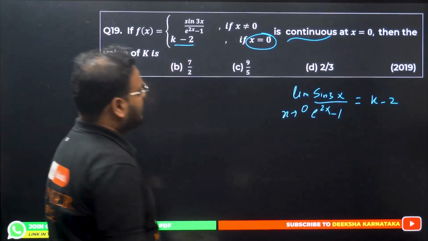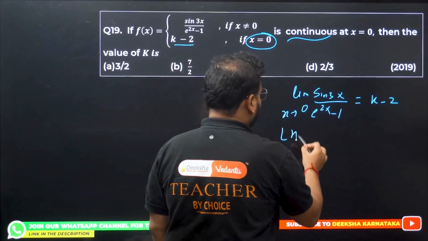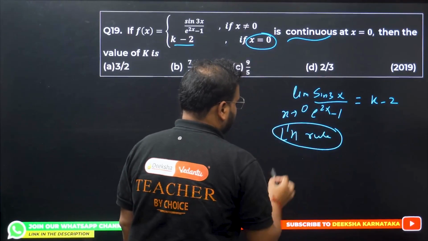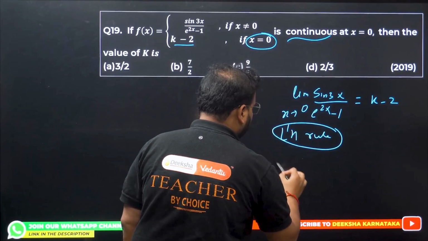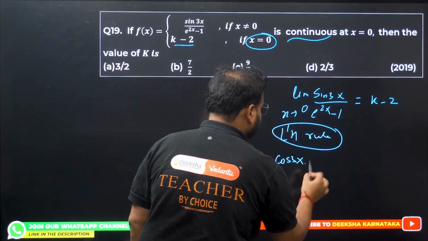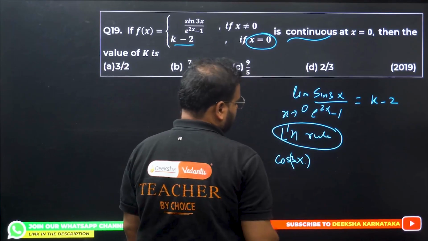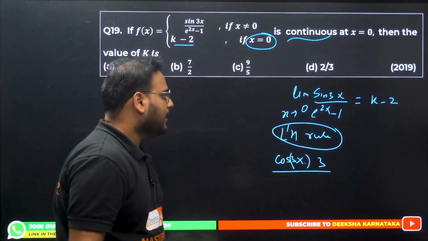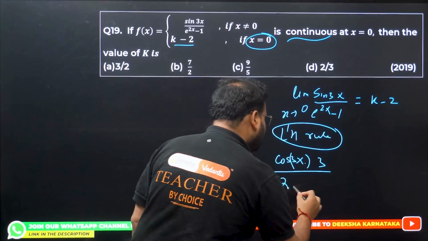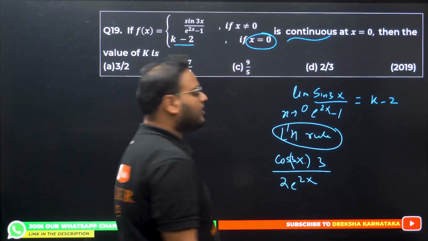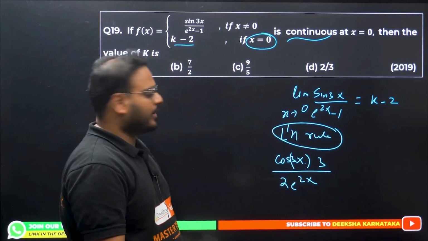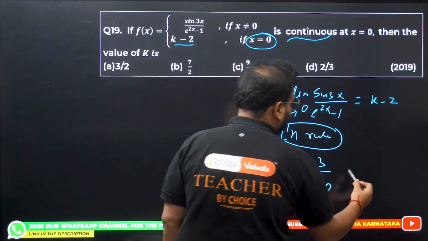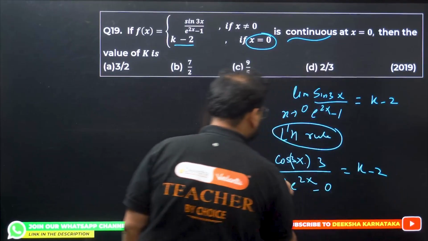Same thing, apply L'Hopital's rule. What are you going to get for this? You will have sine 3x as cos 3x, and derivative of 3x will become simply 3, and for e power 2x we will have 2 times of e power 2x. For 1 will be 0, right? So 2 times of e power 2x, of course minus 0 is there, equals to k minus 2 as it is, limit continues.